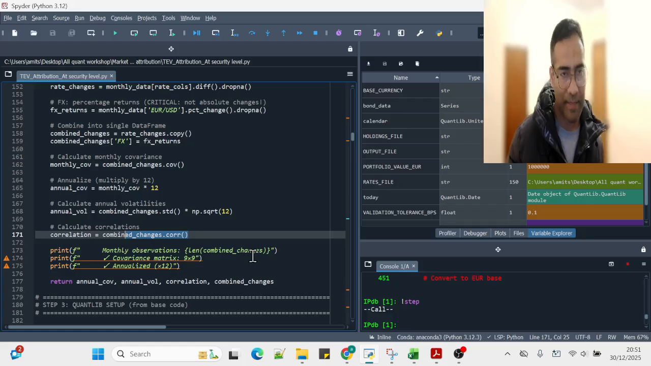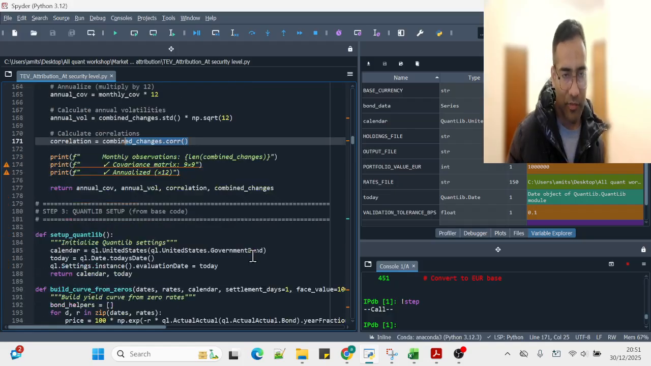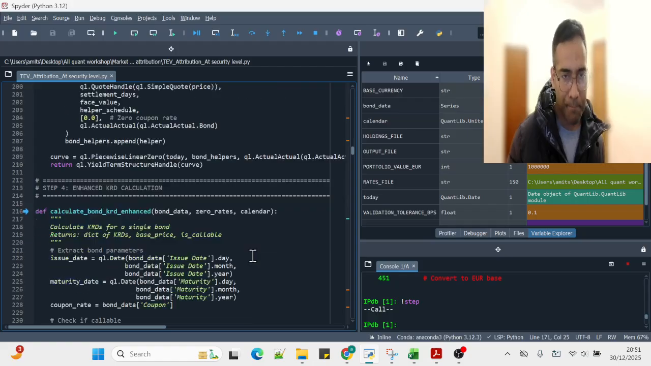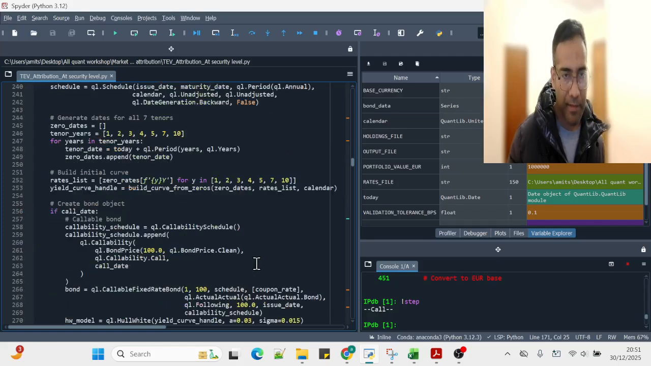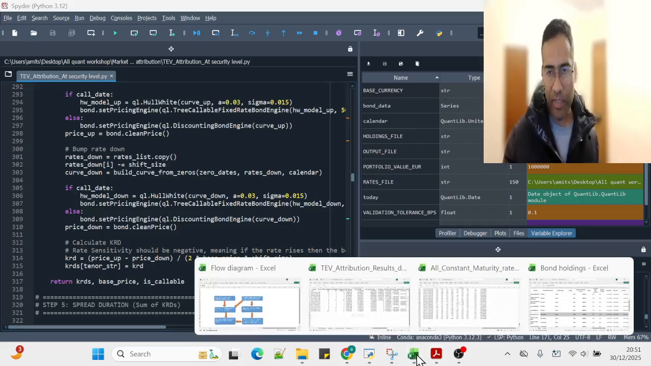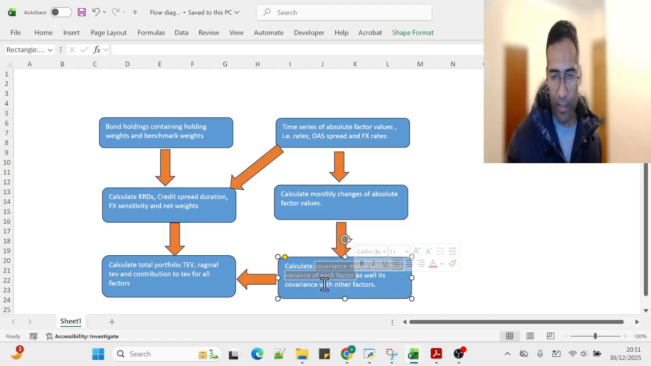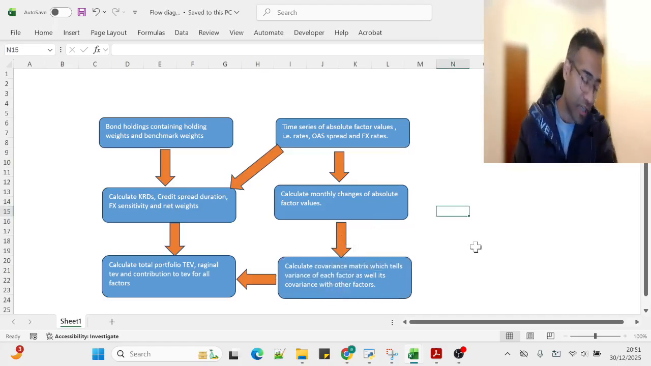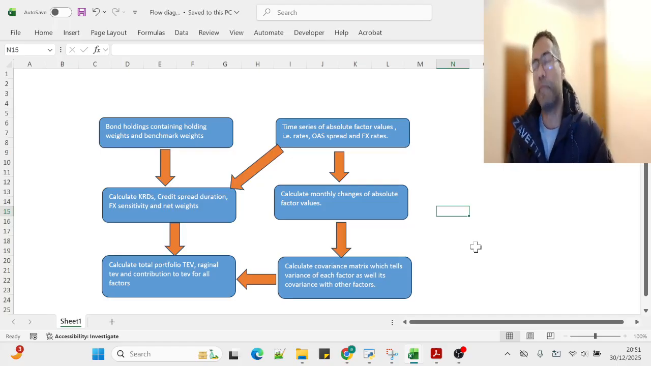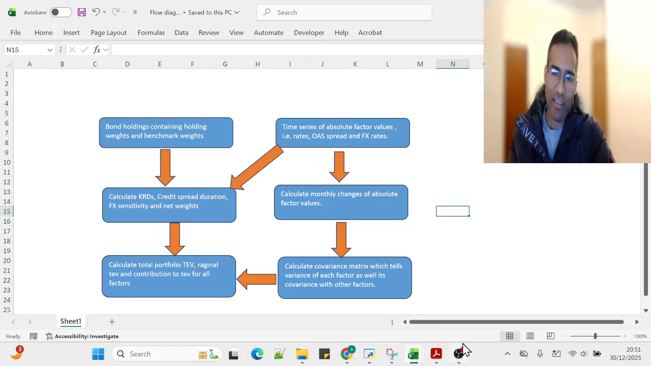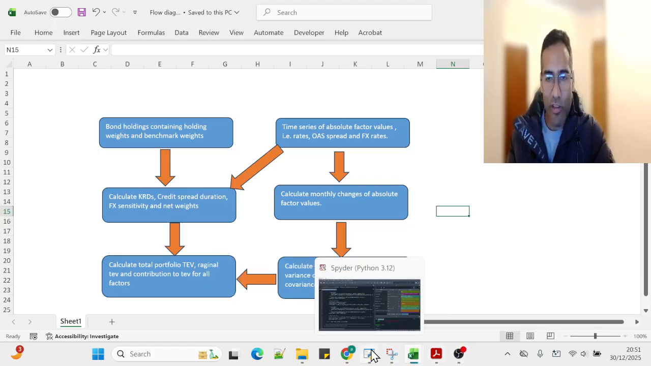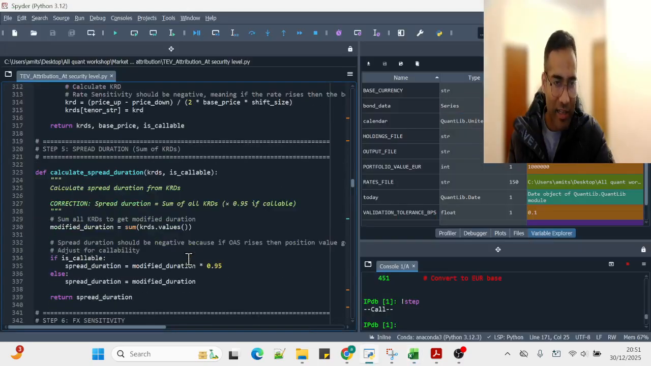Okay, and now what? Let me go back. After that you calculated the covariance matrix. Now you have net weight, now you have the covariance matrix, and now you want to calculate the tracking error of the portfolio, right? That's why we are doing all this exercise.